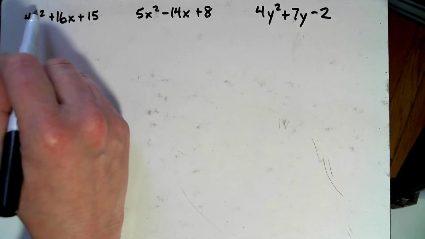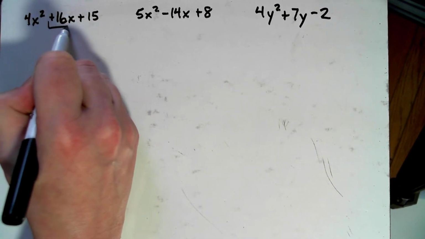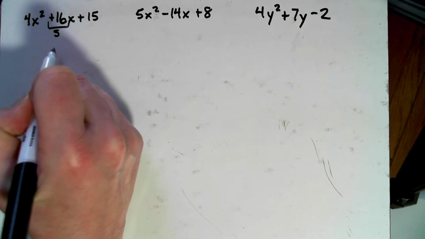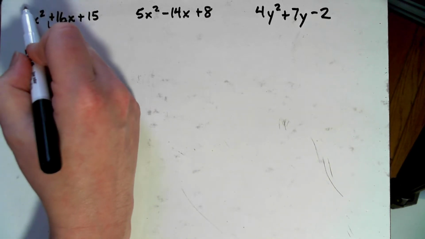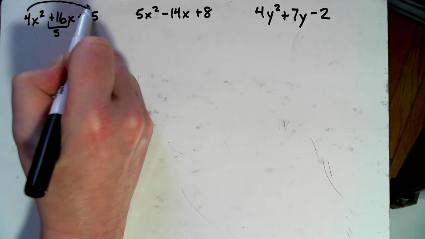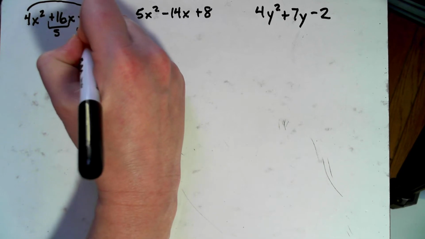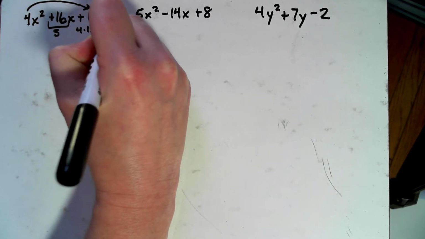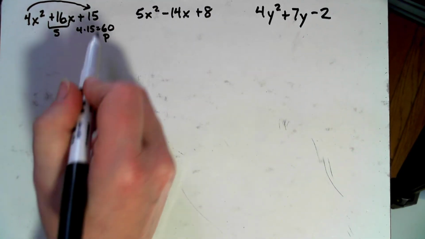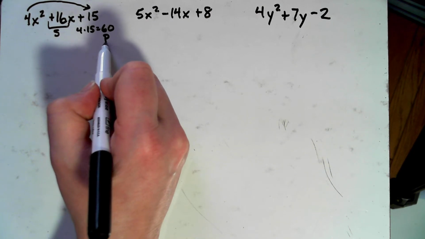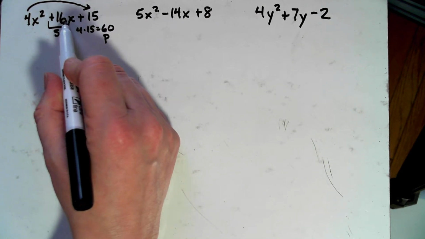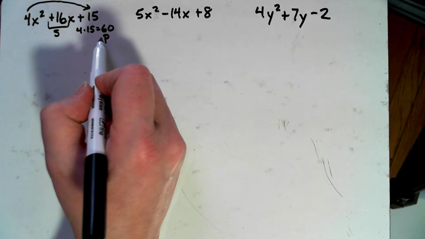So what we do, just like before, we have a sum of this number, but we need a product number. So I'm going to do 4 times 15, and 4 times 15 is 60, and that is my product. So I need two numbers that multiply to 60 and add to 16. So now I'll find factors of 60.